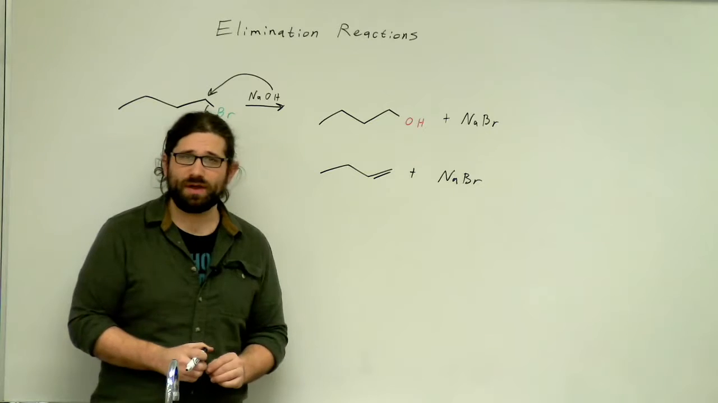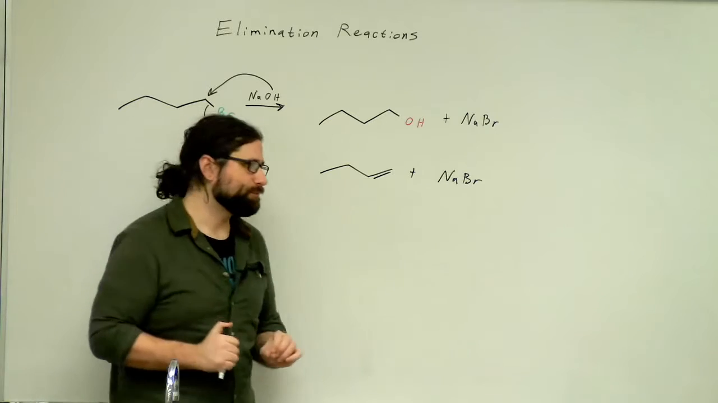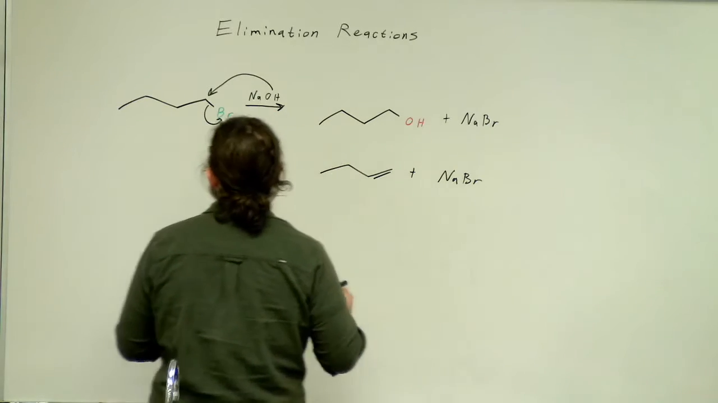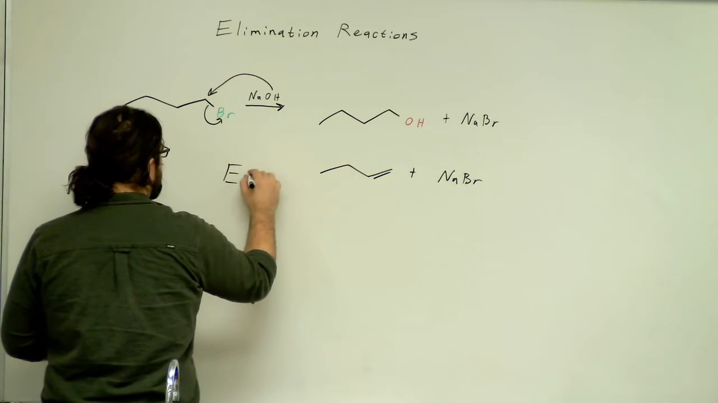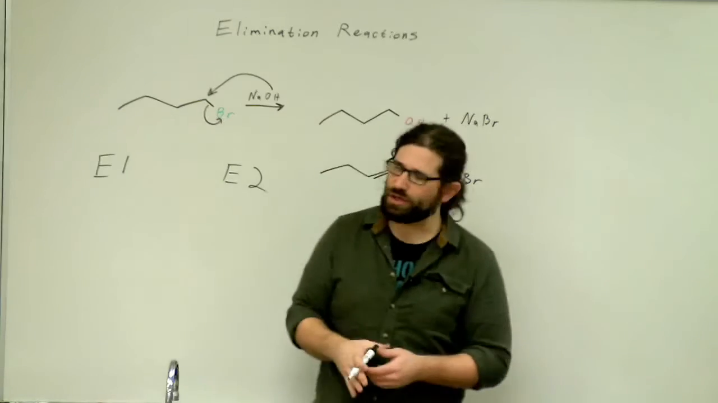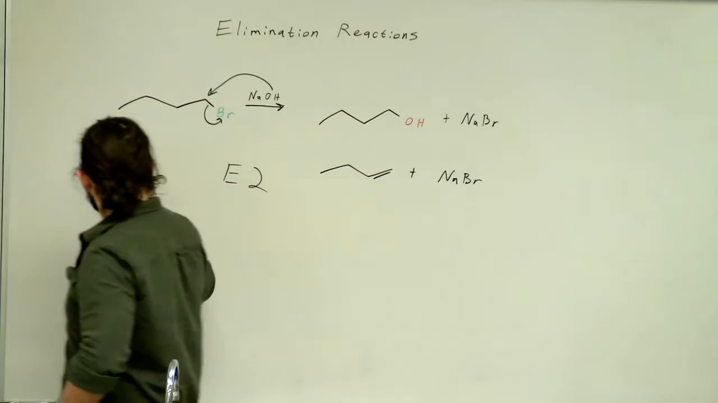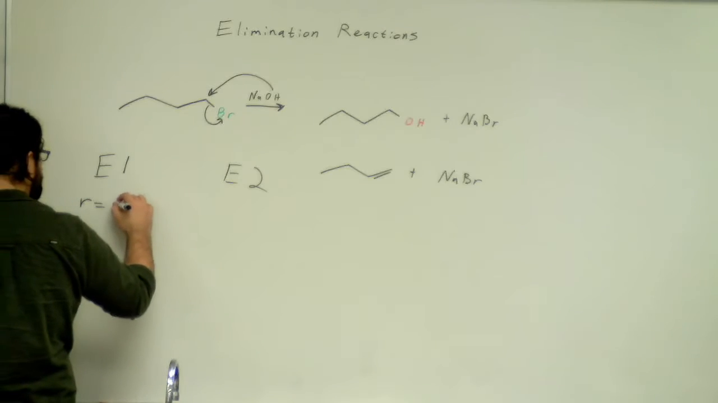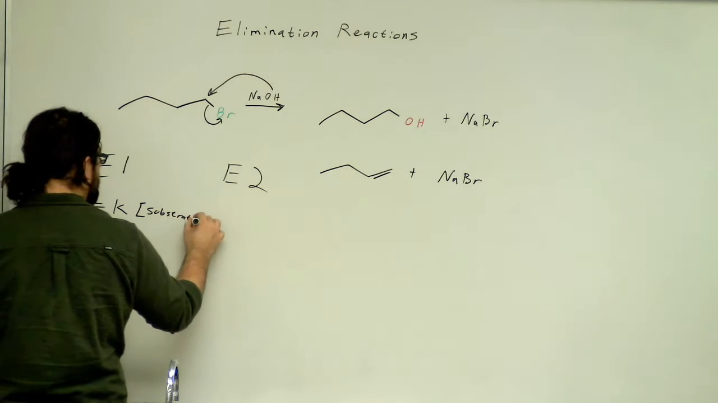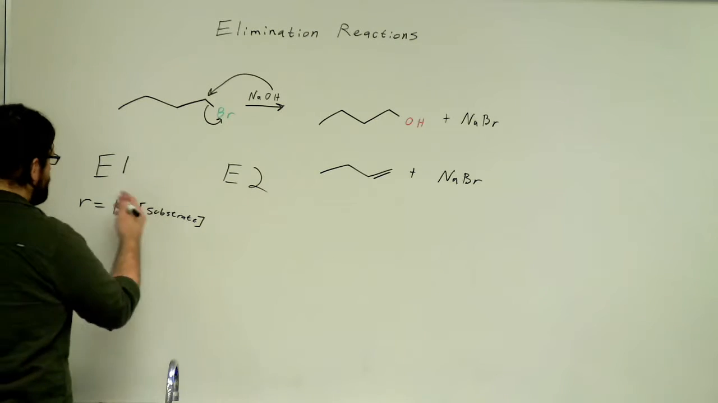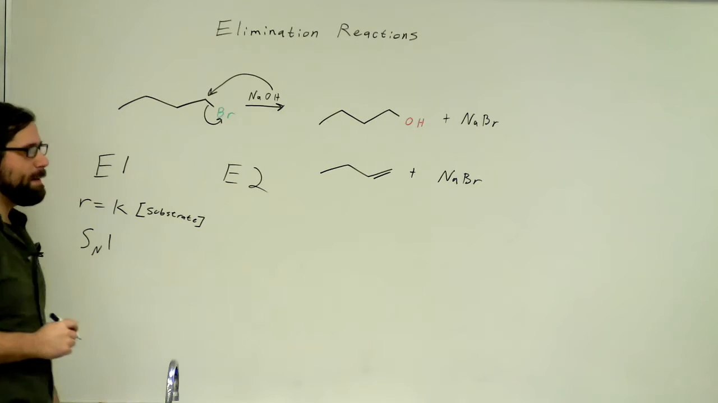And just like in substitution reactions, we're going to have two mechanisms that are going to vary by their rate laws. So in elimination reactions, we're going to have the E1 and the E2. Nice and simple, E for elimination. 1 is going to stand for a first order reaction rate. So the rate of the E1 reaction will be fully dependent on the substrate. And we could really consider this to be in direct competition with, happening alongside, the SN1 mechanism.